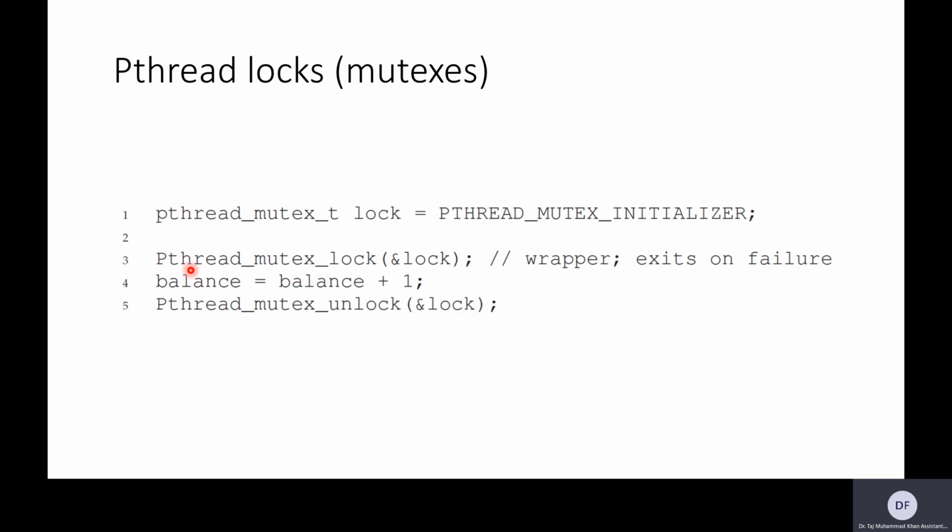Whenever we want to enter a critical section, we acquire a lock, then we execute the code of our critical section, and then we release the lock. All threads should follow this same protocol if we want to achieve mutual exclusion. All threads, before entering the critical section, should acquire this lock, then execute the critical section, and after executing it, release the lock.